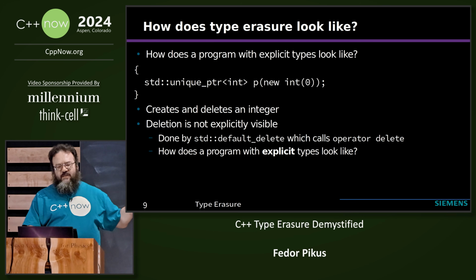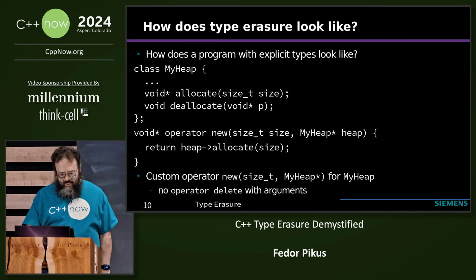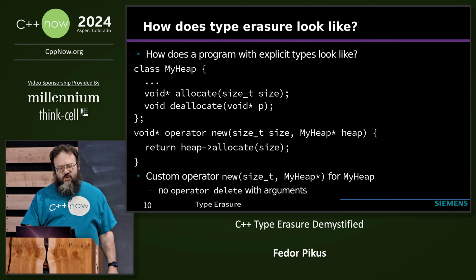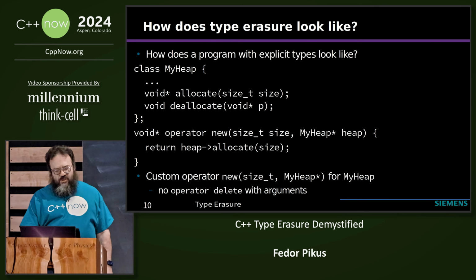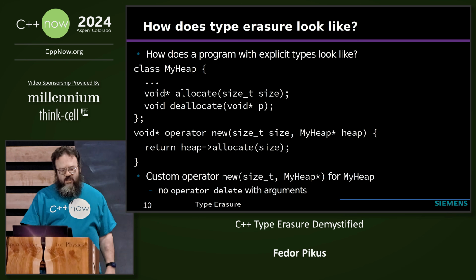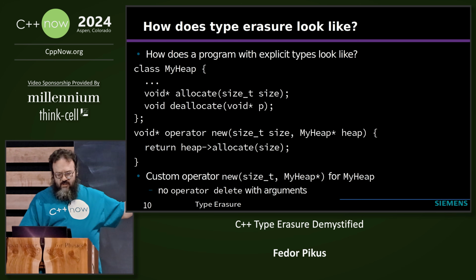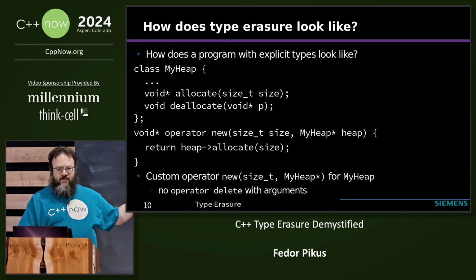If you wanted a different deleter, what would you do? So you have some heap, you have allocate, deallocate, and let's say you want to allocate from that heap. You would write a custom operator new that allocates from that heap. If you have that operator new and you pass the heap pointer, then that's what will be used for allocations. Notice that you actually don't have operator delete with arguments. You can write one, it will compile, but you can't invoke it.